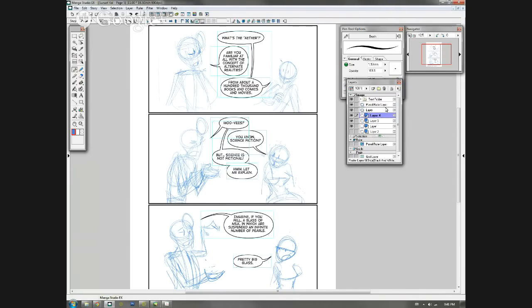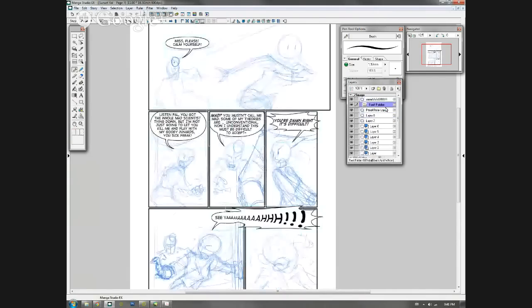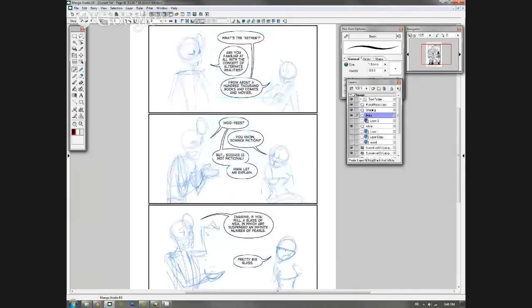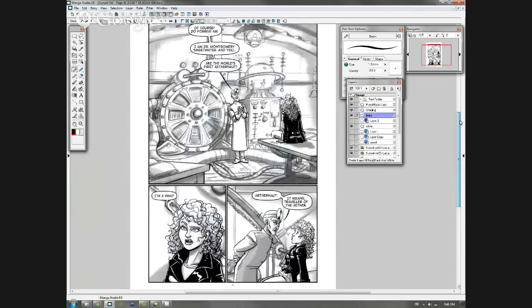But with Manga Studio, I can just have all my pages in the same book, generate everything into one PDF or the pages individually as JPEGs, and it's really, really convenient. It's a fun program to use. It works really well with the stylus and the pens and things like that. And if you want to import JPEGs or things like that and place them in, that's not a problem.